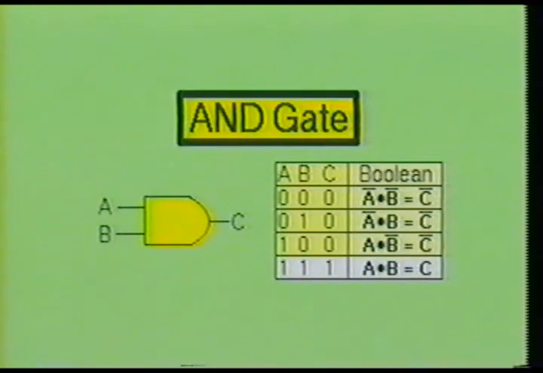The last function of the truth table shows a high on both A and B will result in a high output at C. In Boolean terms, this is stated as A and B equals C.